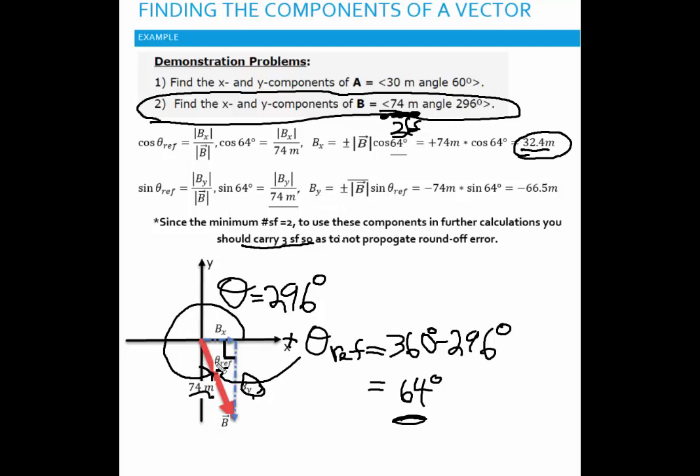Here we see that b sub y is parallel to the negative y-axis, and so that is the negative y direction. We must choose the negative sign here. What we get is minus 74 meters times the sine of 64 degrees, and to three significant figures, that's minus 66.5 meters. Now it is your turn to work some example problems.